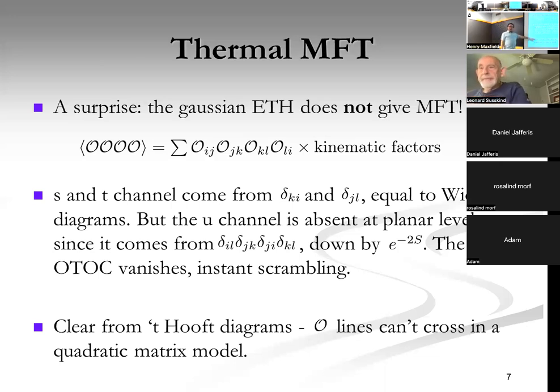From the point of view of matrix models, it's extremely clear because if you look at the 't Hooft diagram expansion, if we want to write a planar 't Hooft diagram for this four-point function, because the model was quadratic in O, the O lines can't cross, so there's no contribution. The e to the minus 2S thing is something where you put a handle so that one line can get around the other line. Configurations like this were studied by Sound in some paper, as well as others.